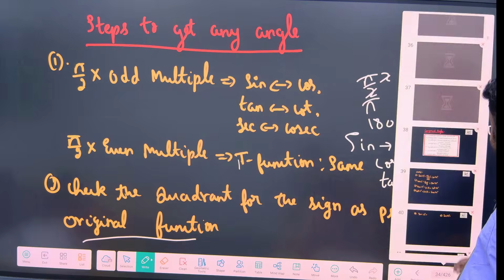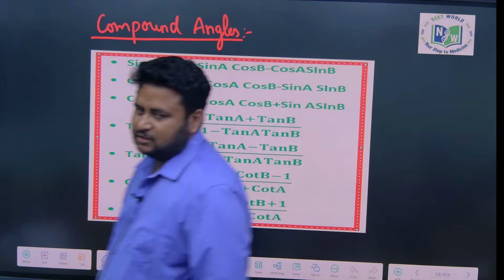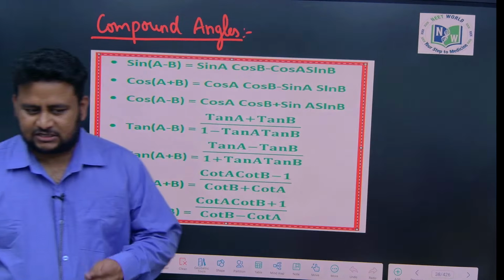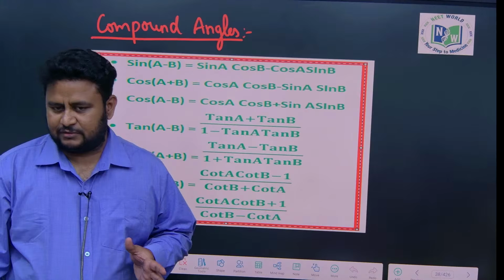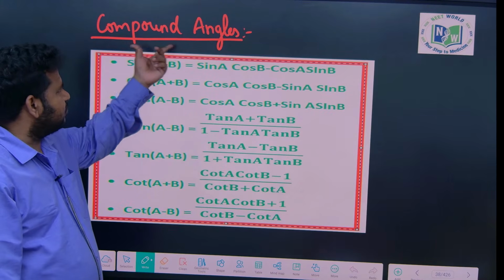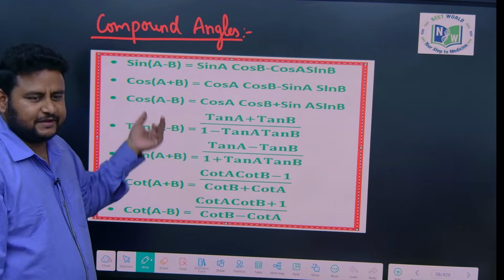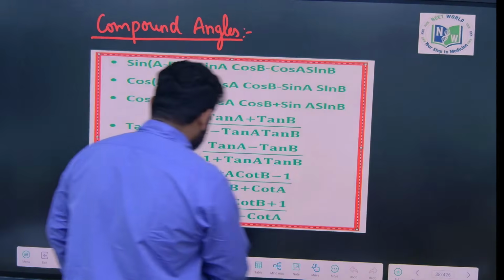Okay, fine. Next we have, that is compound angles. Compound angles means what? Till now we learnt sin A, cos A, sin theta, cos theta, like that. Now combination of 2 angles, 3 angles, like that we will have. Okay, now see here compound angles if we talk about. So see here, this is compound angles, that is A plus B, A minus B, sin, cos, tan.